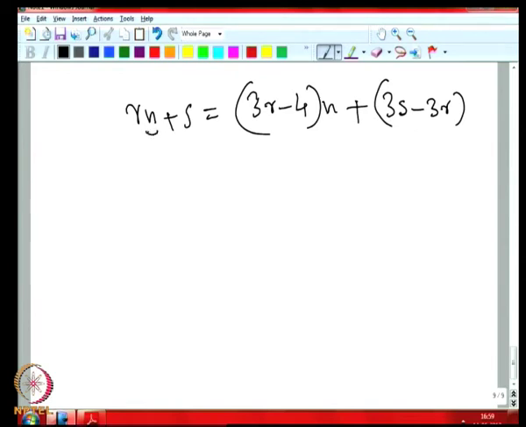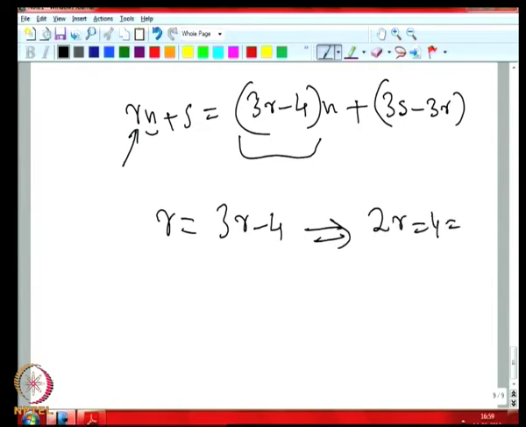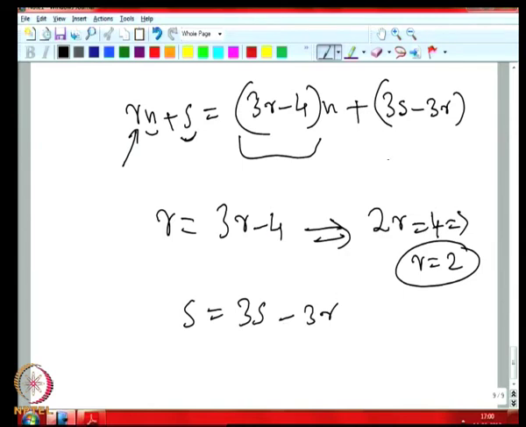Now we can compare the coefficients of n. Here the coefficient of n is R, so R has to be equal to the coefficient of n on the other side, namely 3R minus 4. That implies 2R is equal to 4, which implies that R equal to 2. Now we can compare the constant terms. Here it is S equal to 3S minus 3R, the constant term. That would mean 2S equal to 3R, that is 3 into 2, 6. So what does it mean?